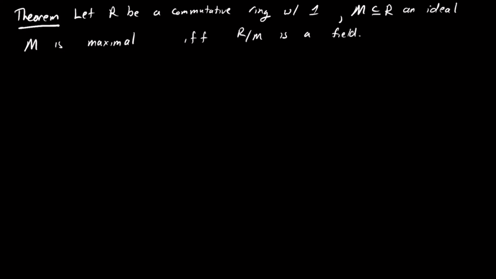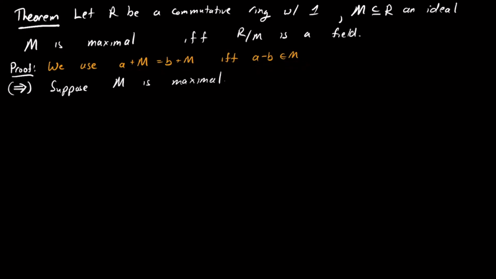So we'll first establish some basic facts. One thing that we'll be using quite often is something we used when we talked about prime ideals, but I'll be a little bit quicker about it this time, is that a plus M is equal to b plus M if and only if a minus b is an element of M. So we'll be using this fact quite a bit. So let's go in the forward direction. I'll suppose that M is maximal, and let's establish a few things.